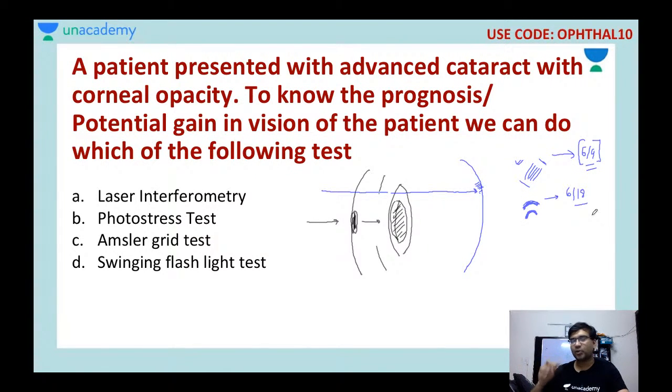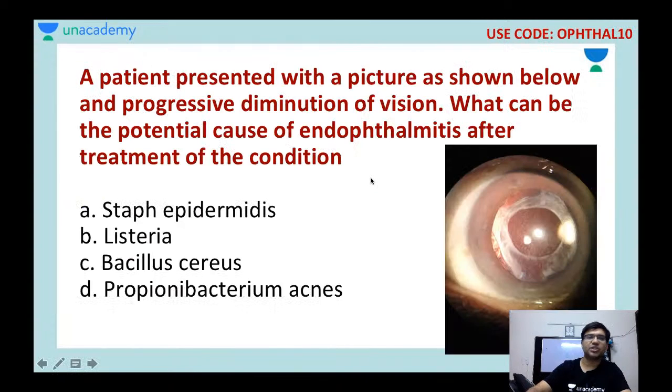If you are getting this point, give me a thumbs up. This is called laser interferometry. Okay, this pattern and this test is called laser interferometry. It is very important in those patients who have an advanced cataract or a corneal opacity. Okay, chalo, let's move to our next question.